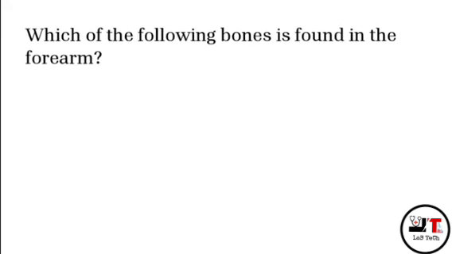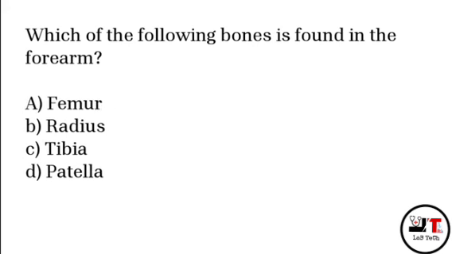Which of the following bones is found in the forearm? Femur, radius, tibia, fibula. So the correct answer is option B. Radius bone is found in the forearm.